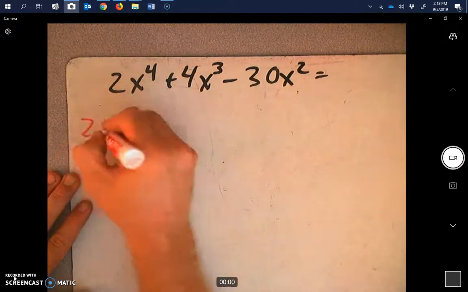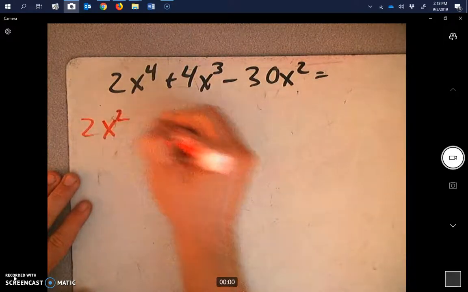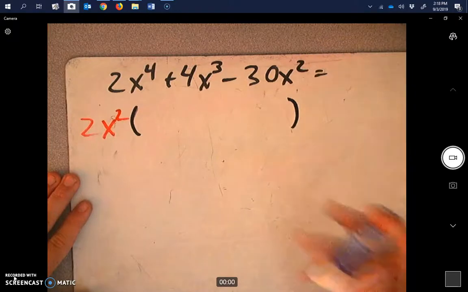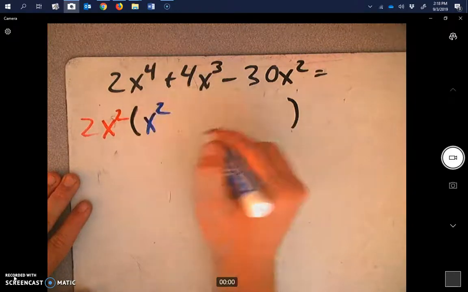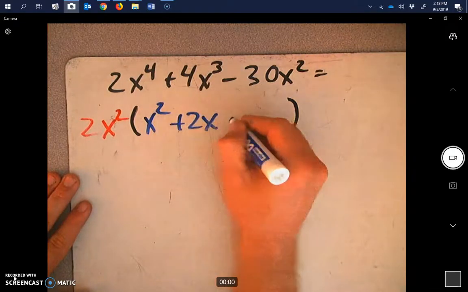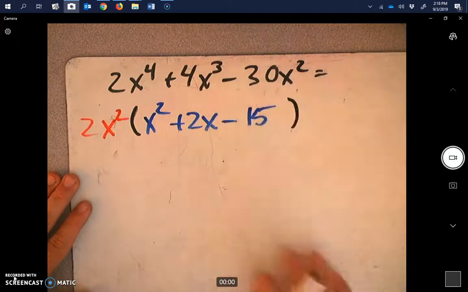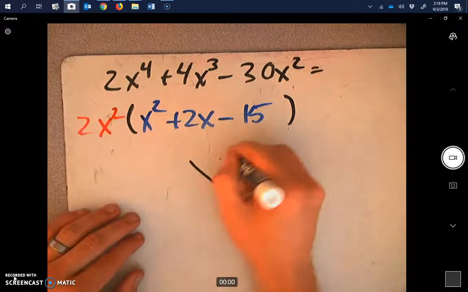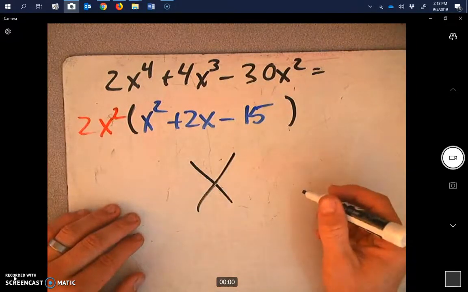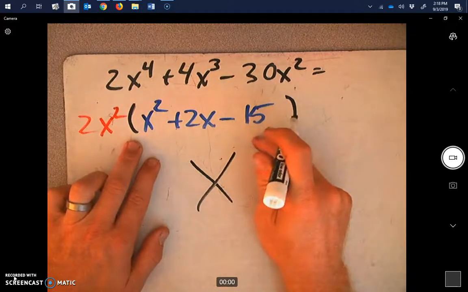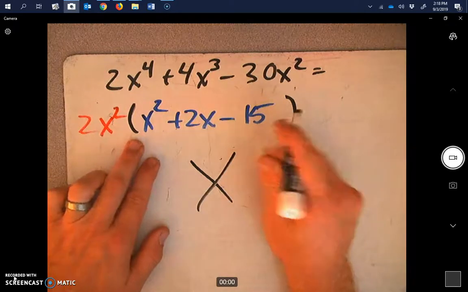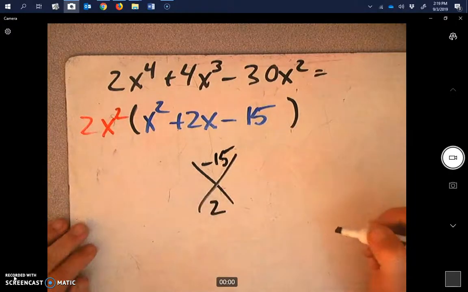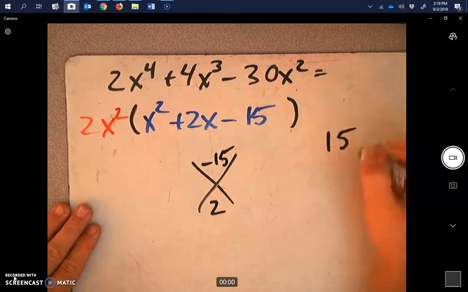I'll write that initial 2x squared. And then we have what's left over. Well, we have an x squared here plus 2x minus 15. And now from here, we're going to go to that x method. So a times c, which is 1 times negative 15, gives us negative 15. And b comes down here.